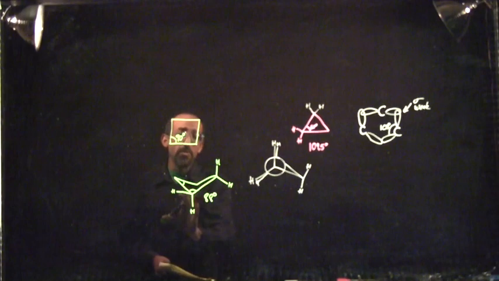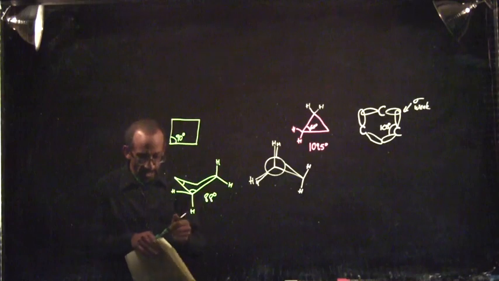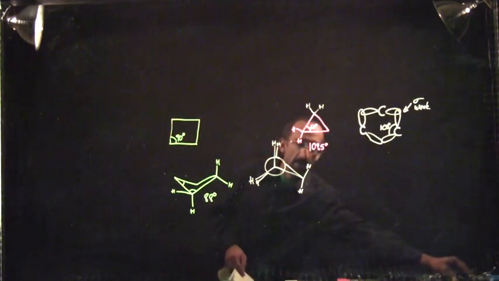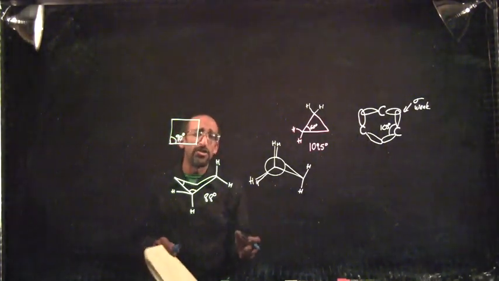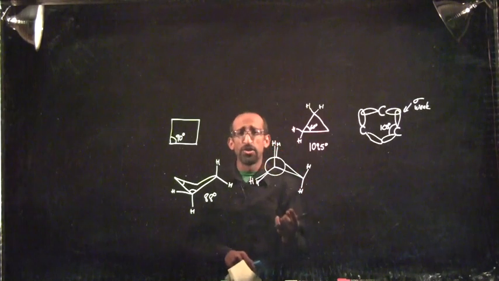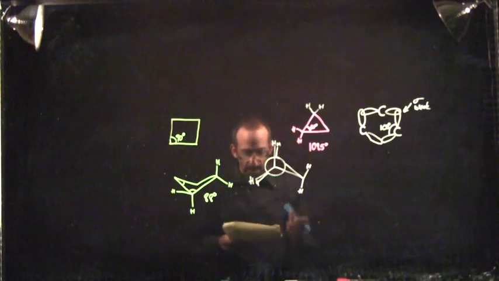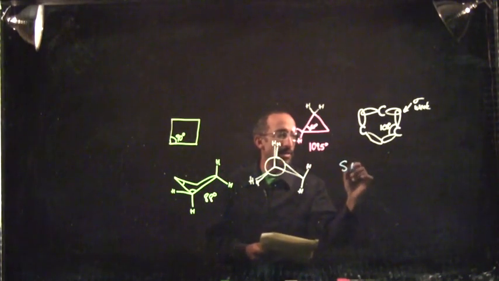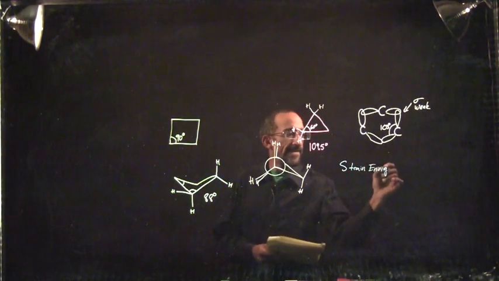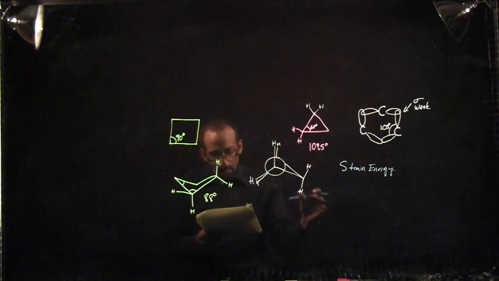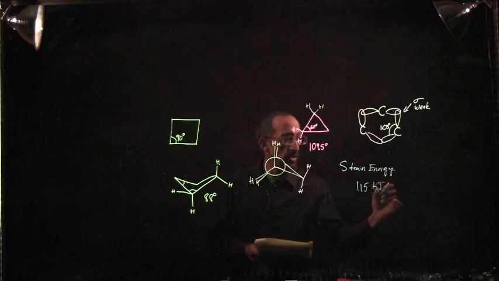And so if we compare, we still have a good deal of strain in both of these systems. So in cyclopropane, if we sum up the total strain energy, so this is angle strain, torsional strain, and steric strain, what we find is we can assign a value to the strain energy of cyclopropane of approximately 115 kilojoules per mole.